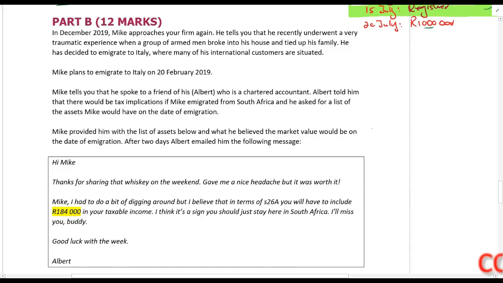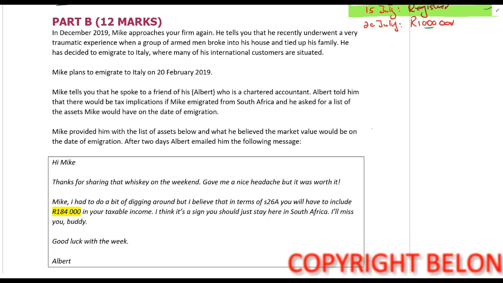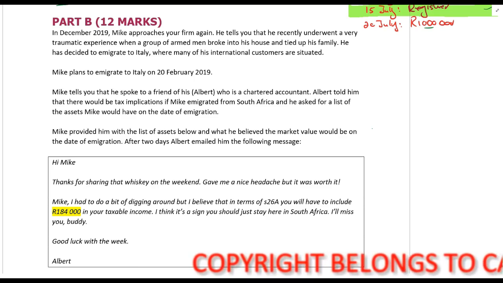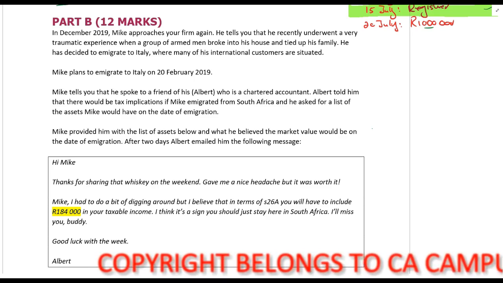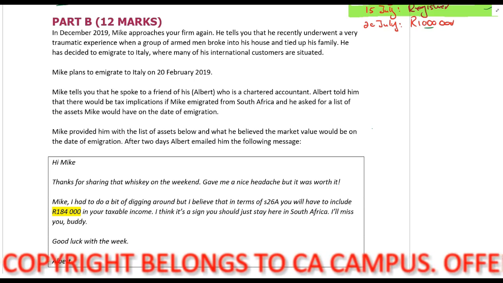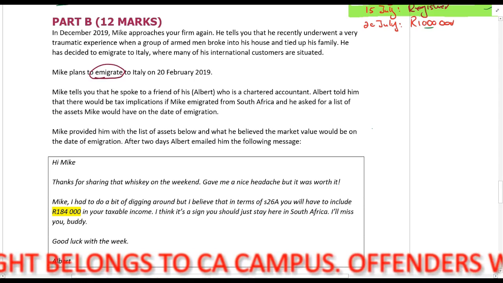Part B, 12 marks. Let's go through the question. In December 2019, Mike approaches your firm again. He tells you that he recently underwent a very traumatic experience when a group of armed men broke into his house and tied up his family. He has decided to immigrate to Italy, where many of his international customers are situated. Mike plans to immigrate to Italy on the 20th of February 2019. Right, immigration, so he's going to become a non-resident.